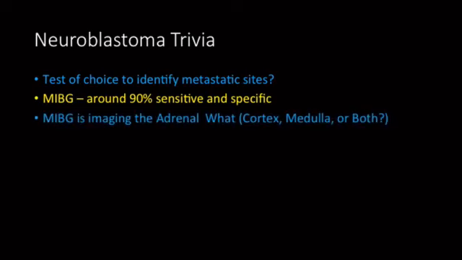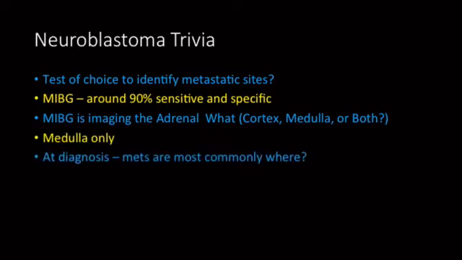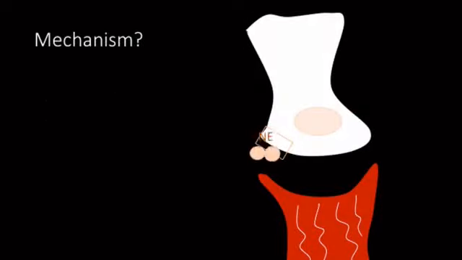All right, here's a question for you. MIBG, is that imaging what part of the adrenal normally? The cortex, the medulla, both? It's actually the medulla only, and we'll talk about why that is. At diagnosis for neuroblastoma, Mets are most commonly where? They're going to have them in one spot. If you were just going to guess, the answer is marrow, and actually part of the workup is they do marrow biopsies on all these kids at diagnosis. All right, so how does MIBG work?